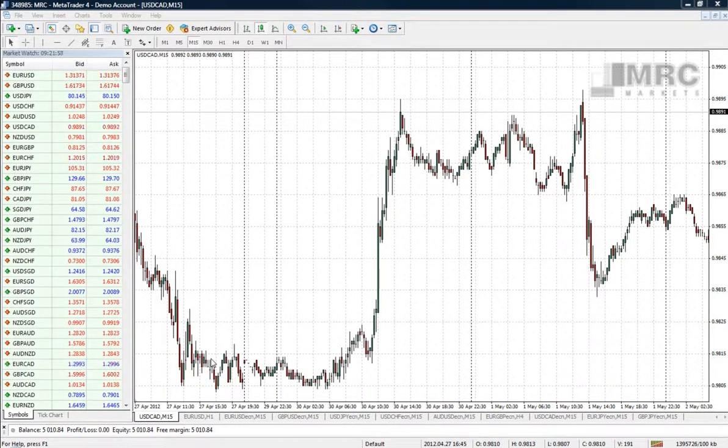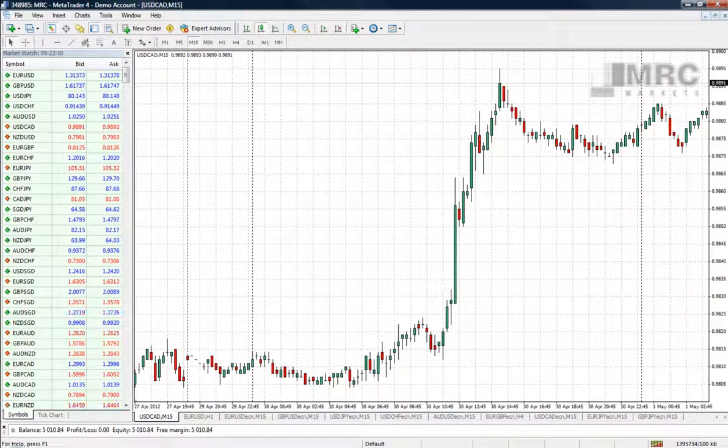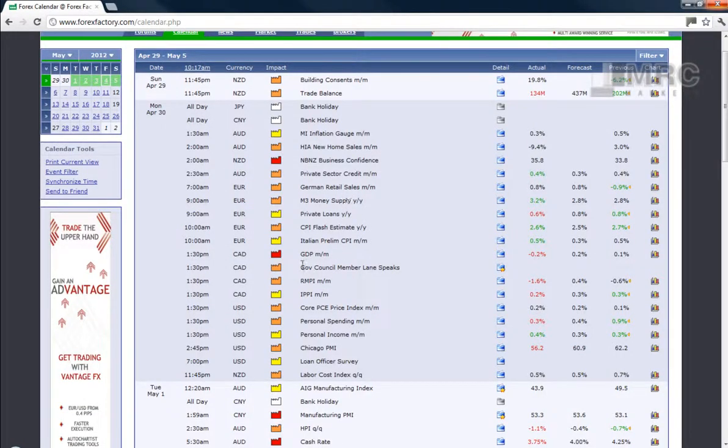USD Canadian dollar chart. This is a 15-minute chart, and this is on the 30th of April. On the 30th of April, the Canadian data came out at 1:30. We can look at this Forex Factory page here, and as you can see there at 1:30 PM UK time, GDP month-on-month figure. This is always month versus the month, so this month versus the previous month's data. And you want to look at the forecast column. It was forecast to be at 0.2%.